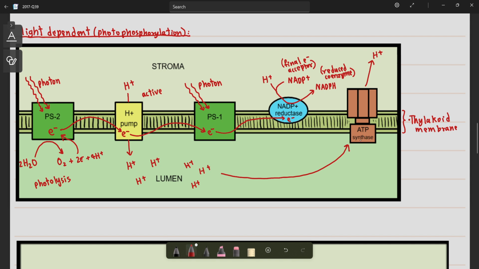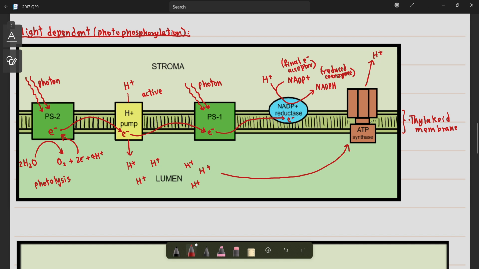The best analogy I can give you is that you can imagine ATP synthase as a turbine in a dam, where a huge amount of water powers up the turbine and converts into electricity. Similarly, these protons are like the water in the dam. Once we have a high amount of protons in the lumen, they naturally move down their concentration gradient through this turbine-like structure, ATP synthase, to power it up.